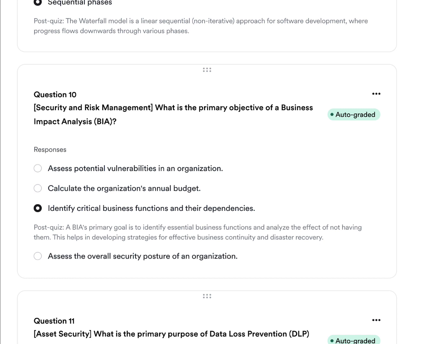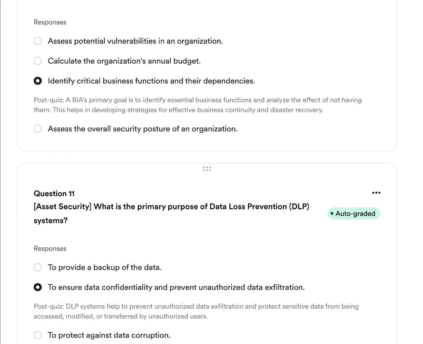So what is the primary objective of a business impact analysis? And the answer is C, identify critical business functions and their dependencies. I've done this numerous times where we put a BIA together looking to see where the essential business functions are, to determine what happens if they didn't work anymore. Basically, if there was a ransomware attack and they went down, how would you recover from that situation? And this helps in developing strategies for effective business continuity and disaster recovery plans.